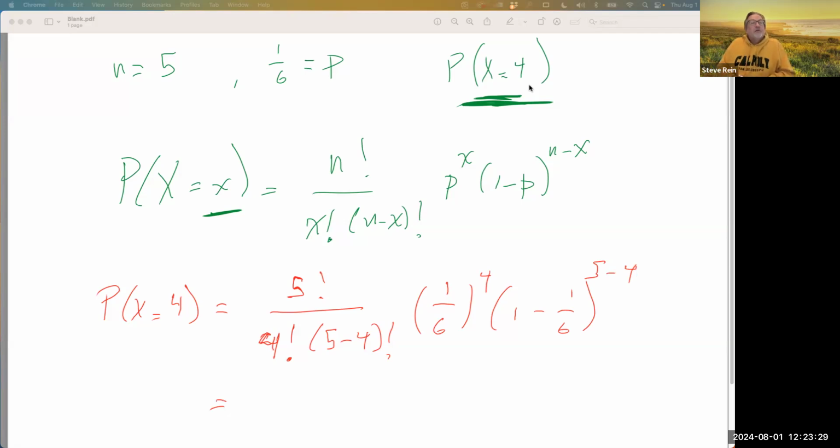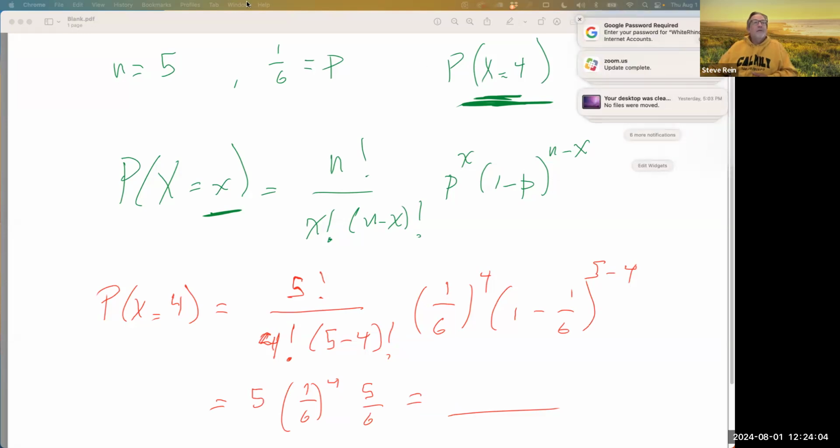Now, this is a situation where I can probably do a little bit of the work, and you could all be very helpful for me. This is going to be 5 because the 5, 4, 3, 2, 1 in the numerator, and 4, 3, 2, 1, that's going to cancel out, and 5 minus 4 is just going to be 1, but 1 factorial is just 1, so we get 5 times 1/6 to the 4th times 5/6. And I don't know the value of that off the top of my head, but if one of you has the number off the top of your head, I would love to know its value.